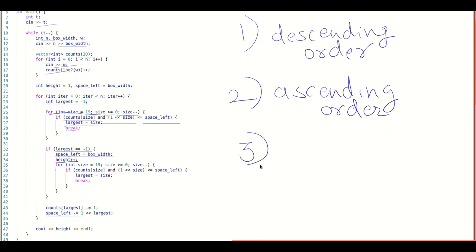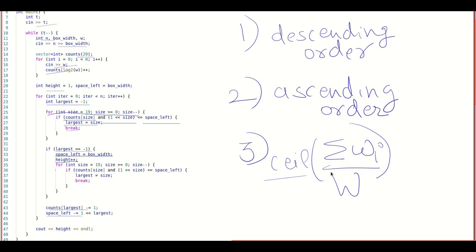And a third greedy strategy would be to sum up all the widths of the rectangles, and then divide by the width of the box. And we also have to take the ceiling of it, because otherwise if there is one remaining, then we would have to increase the height by 1. That's why we have to take ceiling. So if it does not divide perfectly, then height would be 1 more than the answer that we will get by integer division.